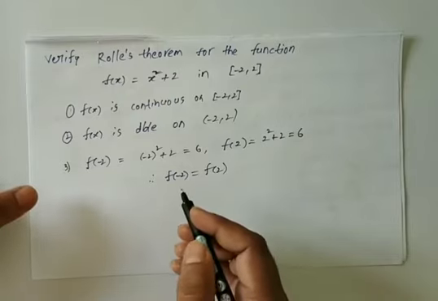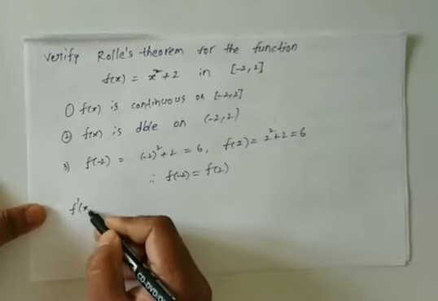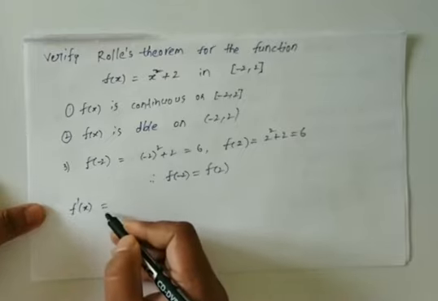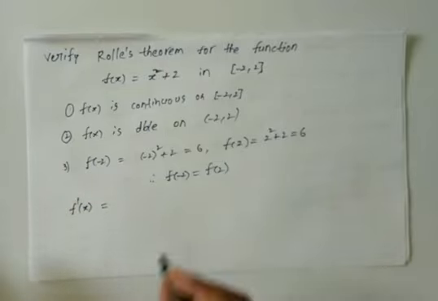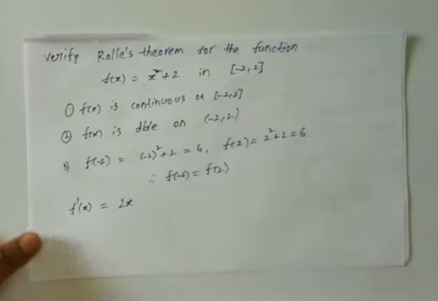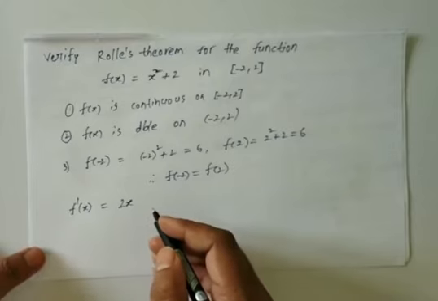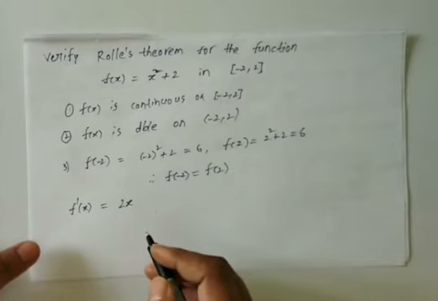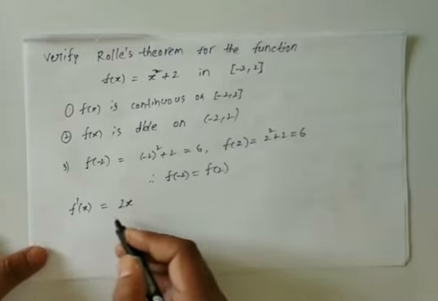First, we have to find f dash of x. F dash of x is nothing but the derivative of the function f of x. F dash of x is 2x. Remember, students, this is a very important point: f dash of x is equal to 2x.